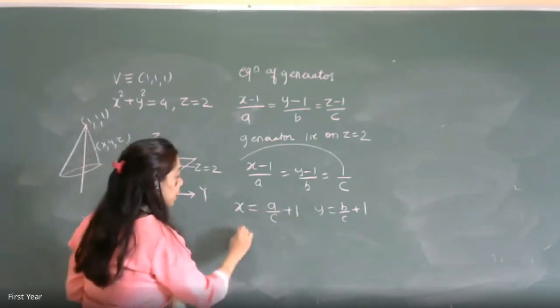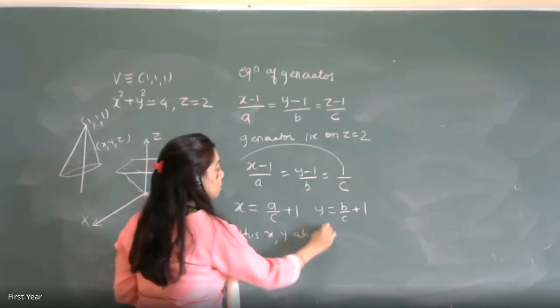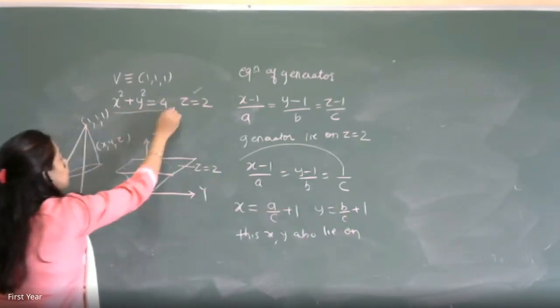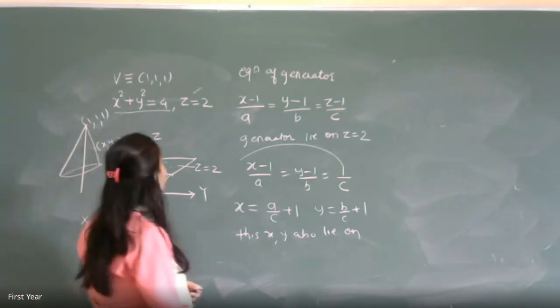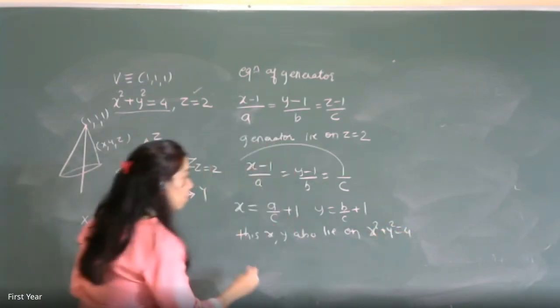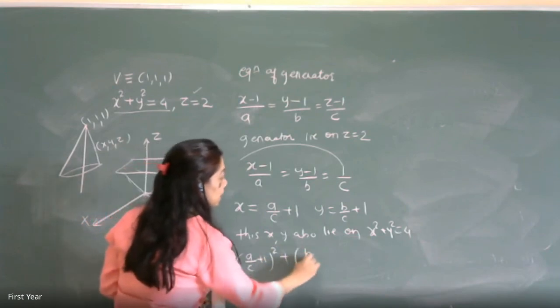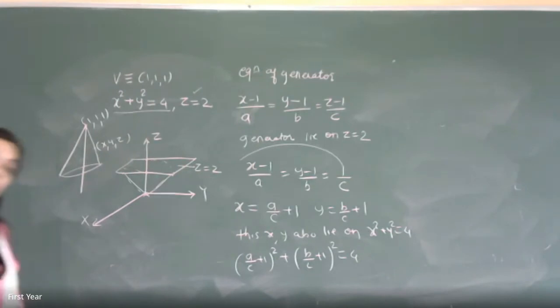This x and y also lie on which curve? We have used this curve, because those are your intersection which is giving you the cone. So they lie on x square plus y square is equal to 4. Therefore, (a by c plus 1) the whole square plus (b by c plus 1) the whole square is equal to 4. Correct?